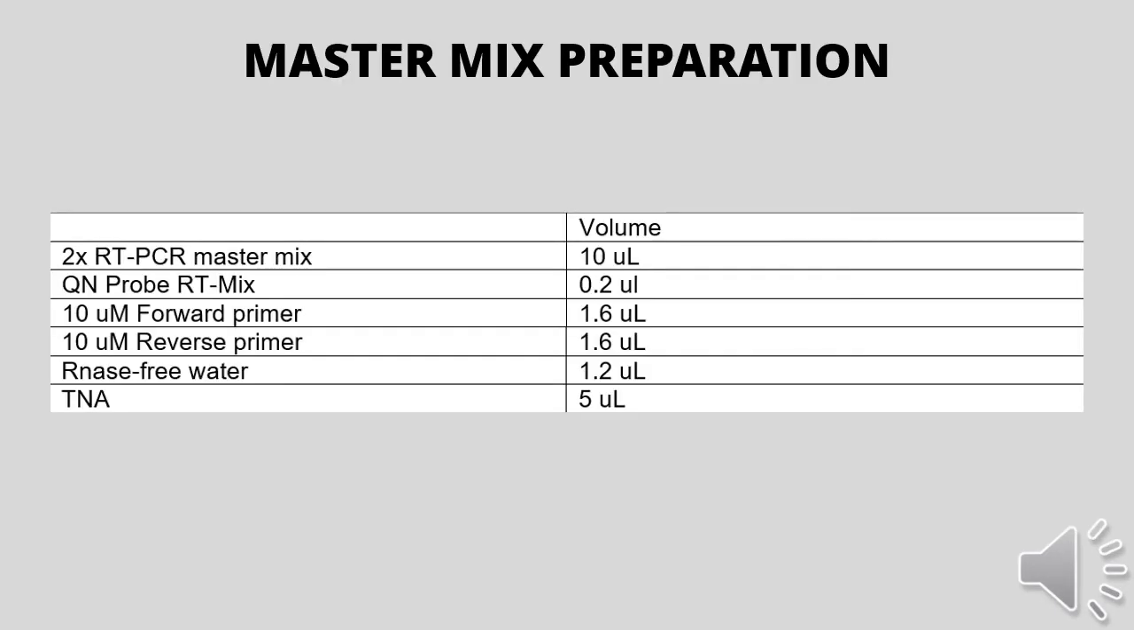For the master mix preparation, each 20 microliter reaction mixture contains 10 microliters of 2x QuantiNova Probe RT-PCR master mix, 0.2 microliter of QN Probe RT mix, 1.6 microliters of each 10 micromolar forward and reverse primer, 0.4 microliter of 10 micromolar probe, 1.2 microliters of RNase-free water, and lastly, 5 microliters of total nucleic acid (rTNA) as the template.